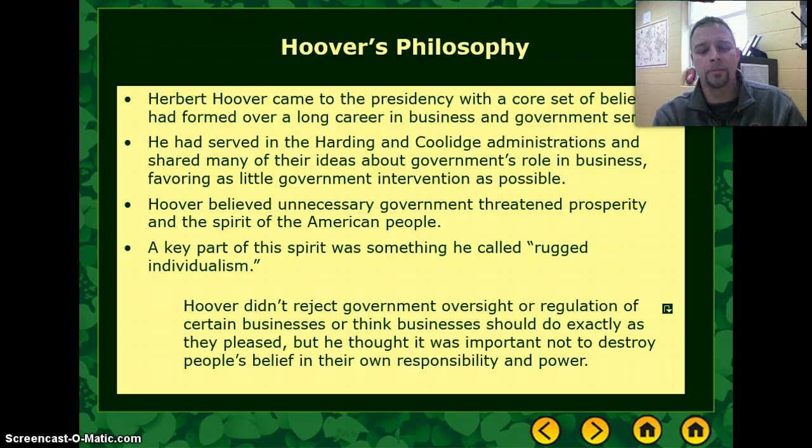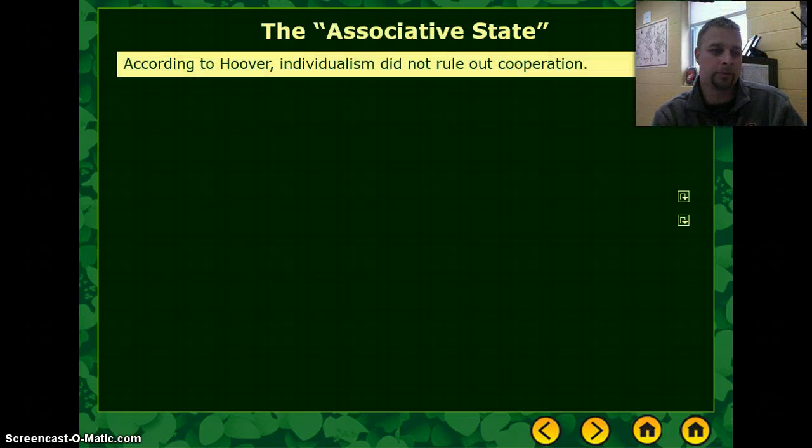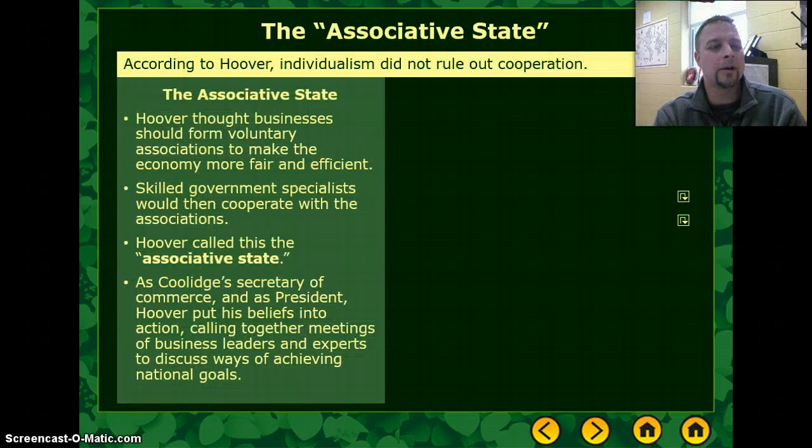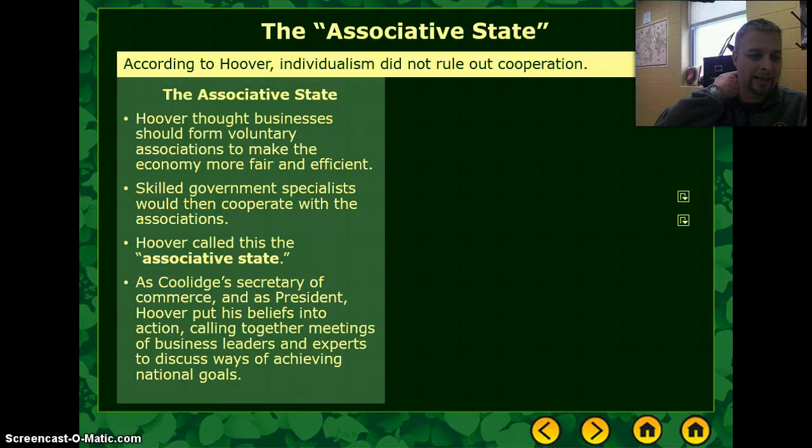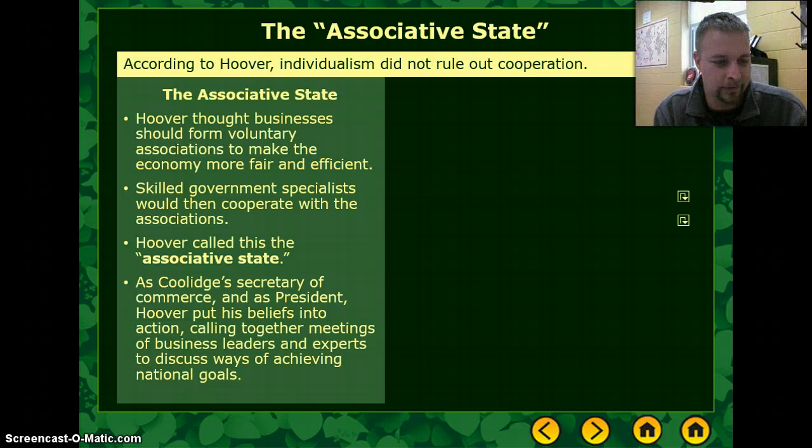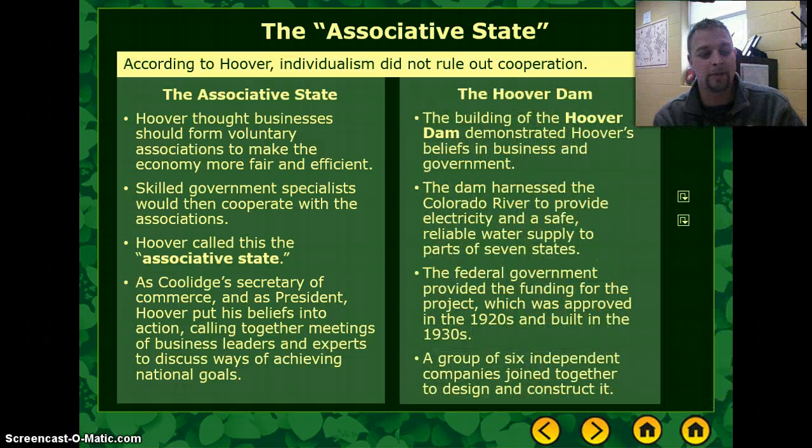He didn't reject all government oversight, but he thought it was important not to destroy people's belief in their own power and responsibility. So individualism didn't rule out cooperation. He believed in what was called the associative state, in which government and businesses basically should cooperate in voluntary associations. He was Secretary of Commerce. He put those beliefs into actions and called together meetings of business leaders and experts and talked about ways of achieving national goals. Hoover Dam is a perfect example of this. The dam harnesses the Colorado River to provide safe, reliable water supply and electricity to over 7 western states.